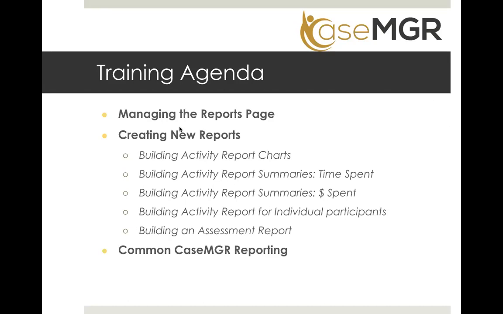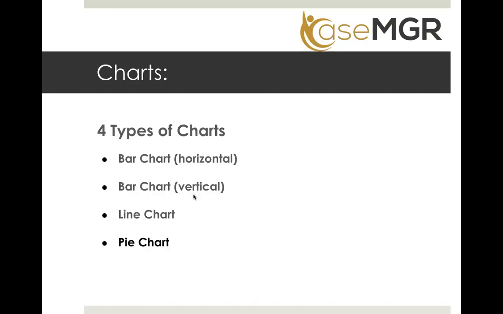So first thing we're going to talk about is building activity report charts. There are 4 types of charts that you can build in Case Manager. The first one is a bar chart where it has horizontal data. There's also a bar chart that's vertical. You have a line chart and you have a pie chart. Those are our 4 different kinds of charts. So with that in mind, let's log back in over here to Case Manager.